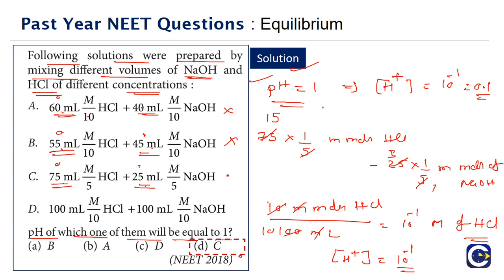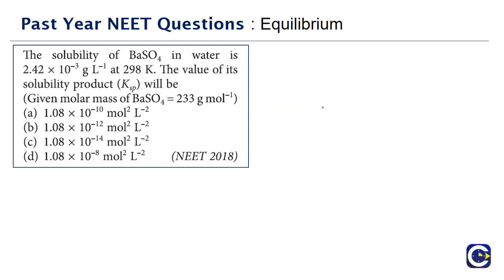We can still work it out and check that also will not be satisfying the pH value equal to 1, because when the H plus concentration is 10 power minus 1, that is when the pH value will be equal to 1. Let's move on to the next question.